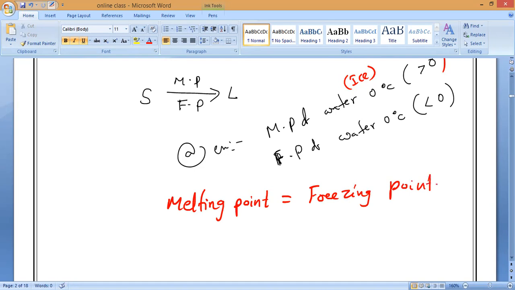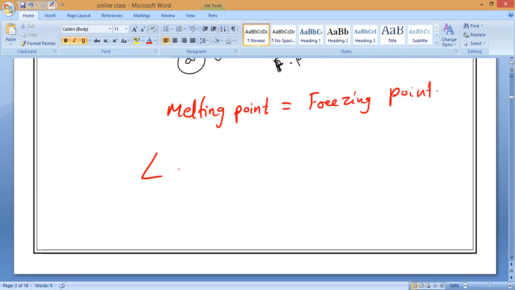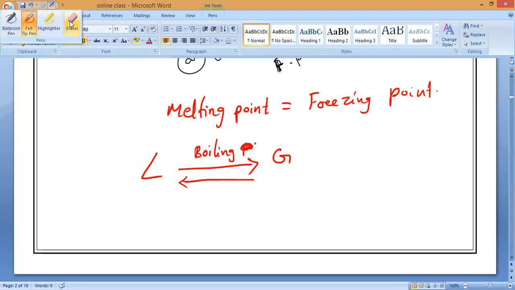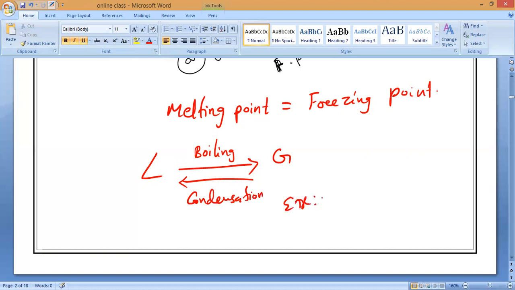Same way, next, liquid to gas. Liquid to gas, what do we call it? Boiling. At a particular point where the liquid converts into gas, we call it boiling. Same way, a particular temperature where the gas converts into liquid, we call it the condensation point. Understand? For example, the boiling point of water, how much, guys? 100 degrees.